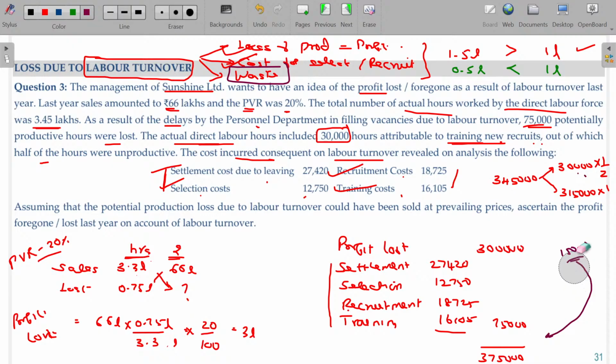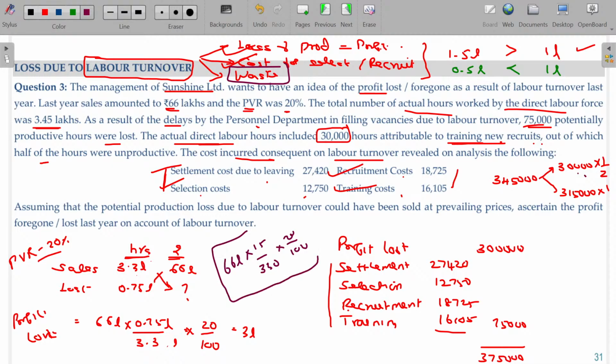You can now skip this. If you want to show, then you can show it this way also. How? 66 lakhs into 15,000 divided by 3,30,000 rupees into 20%. This will be lost due to the inexperienced staff. Okay, what's the value you are getting? 60,000. Okay, you can show this one also if you want. But this is how you can finish up the question.